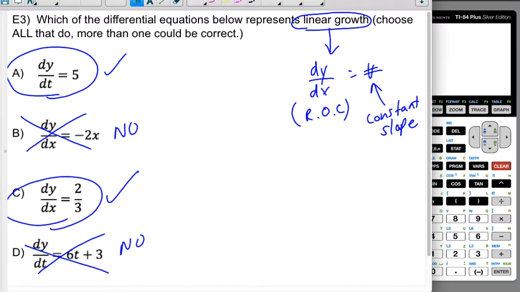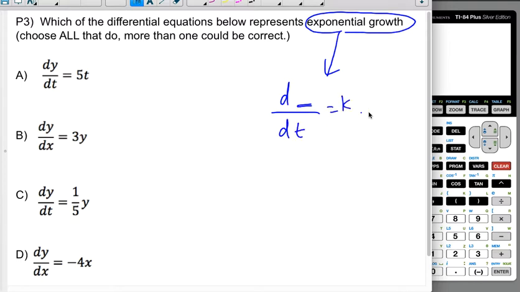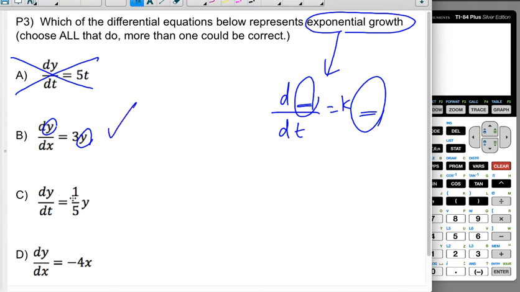All right, and then one last example in this video. So for practice, which of these differential equations is exponential growth, right? So remember, exponential growth is d something, d, let's say t or x, it doesn't matter, equals k times the something, right? So the rate of change of a thing equals k times the thing. So dy dt equals 5t is not exponential. Dy dx equals 3y is exponential. Dy dt equals 1/5 y is exponential, right? Because it's the rate of change of y is some multiple of y, right?